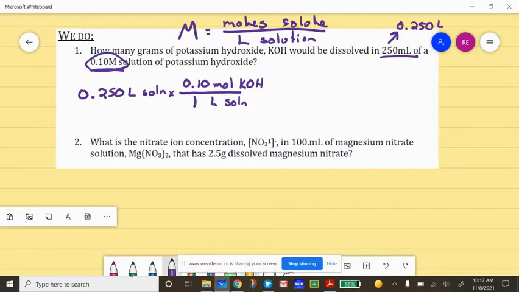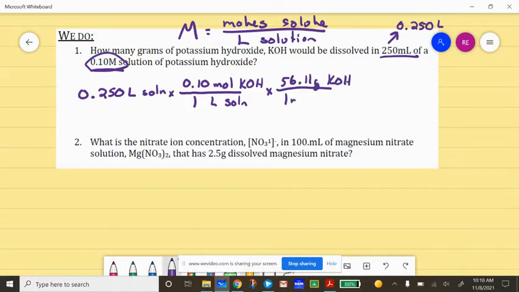Then, once I have moles of KOH, I can go ahead and find grams using the molar mass, which is 56.11 grams of KOH for every 1 mole of KOH. So that first step converts us to moles of KOH, and the second step converts us to grams of KOH. I get 1.40 grams of KOH.